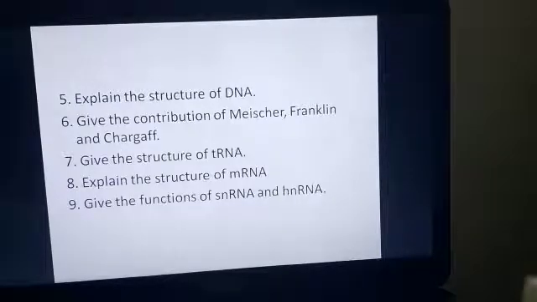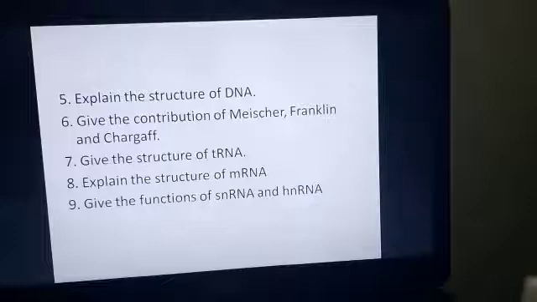Next is the structure of DNA, that is Watson and Crick model of DNA. Contribution of Meischer, Franklin and Chargaff. This is mentioned in the syllabus. So please be ready with their individual contributions, in what way they helped in elucidating the structure of DNA.